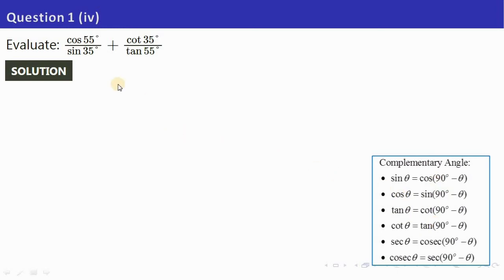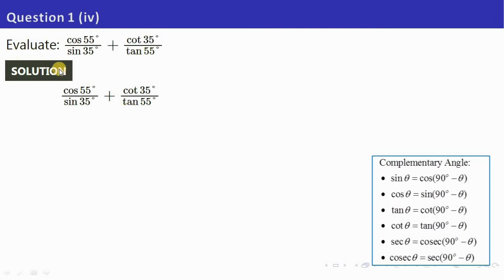We need to evaluate this part, right? So we have been given this one. Now, whenever this kind of question is given, please mark my word, we need to find a pair of angles whose sum is going to be 90 degrees. After finding the pair, we need to change any one of them.